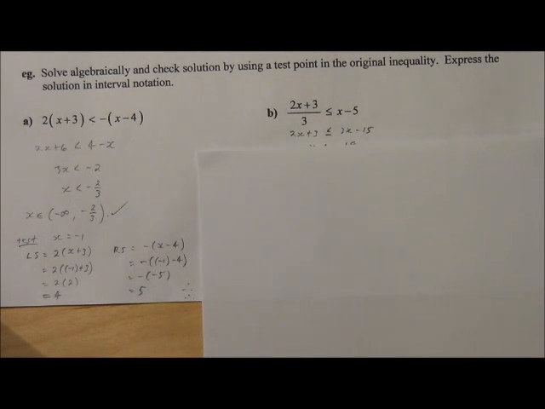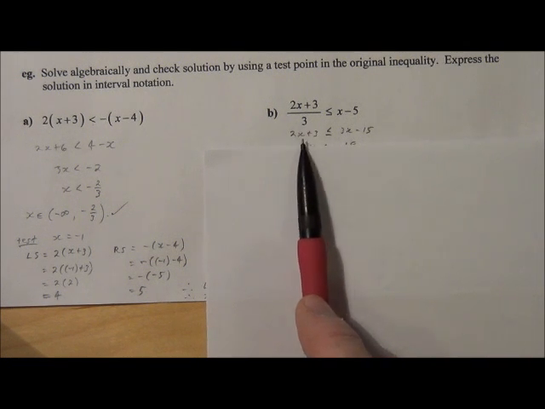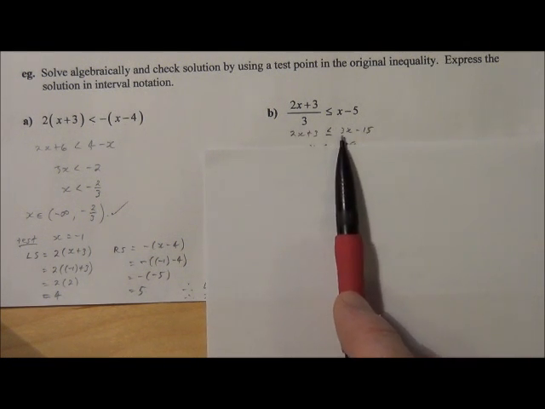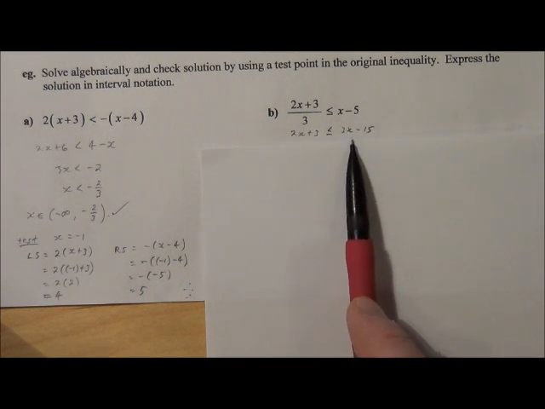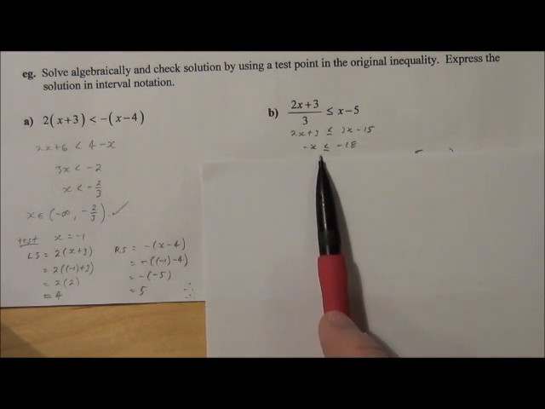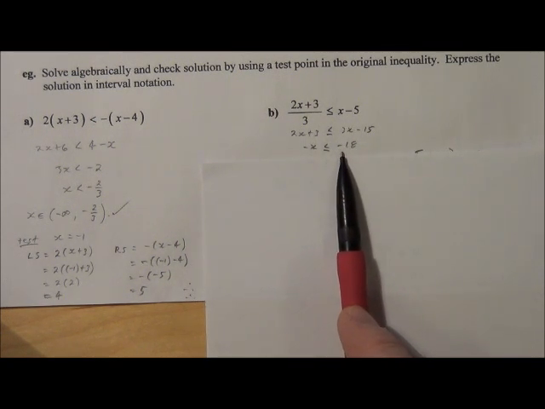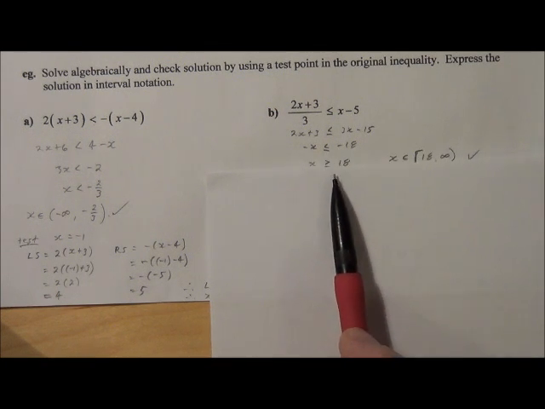Okay, so now what we're going to do is multiply both sides by 3. So we get 2x plus 3 is less than or equal to 3x minus 15. Then I will subtract 3x from both sides, and subtract 3 from both sides, to get negative x less than or equal to negative 18. And then I will divide both sides by a negative, which changes this sign, turns it around, so we get x greater than or equal to 18.